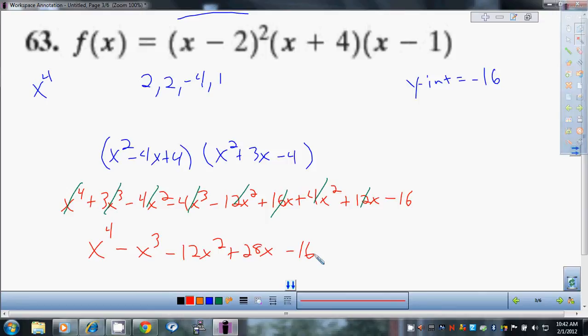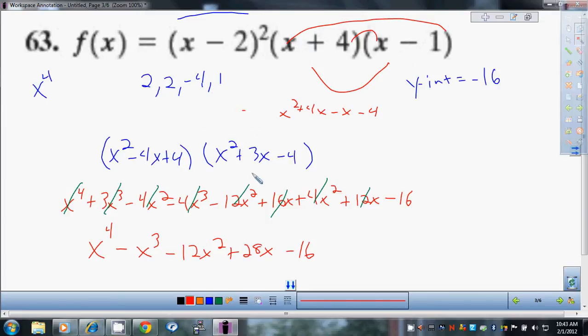I FOILed these two together. X squared plus 4x minus 1x minus 4, which became plus 3x. Sorry, it would be -1x plus 4x when you FOIL. That's the way I prefer to do these. You could have FOILed these, then multiplied all those by this one, then multiplied all those by this one. But I prefer to pair them up.